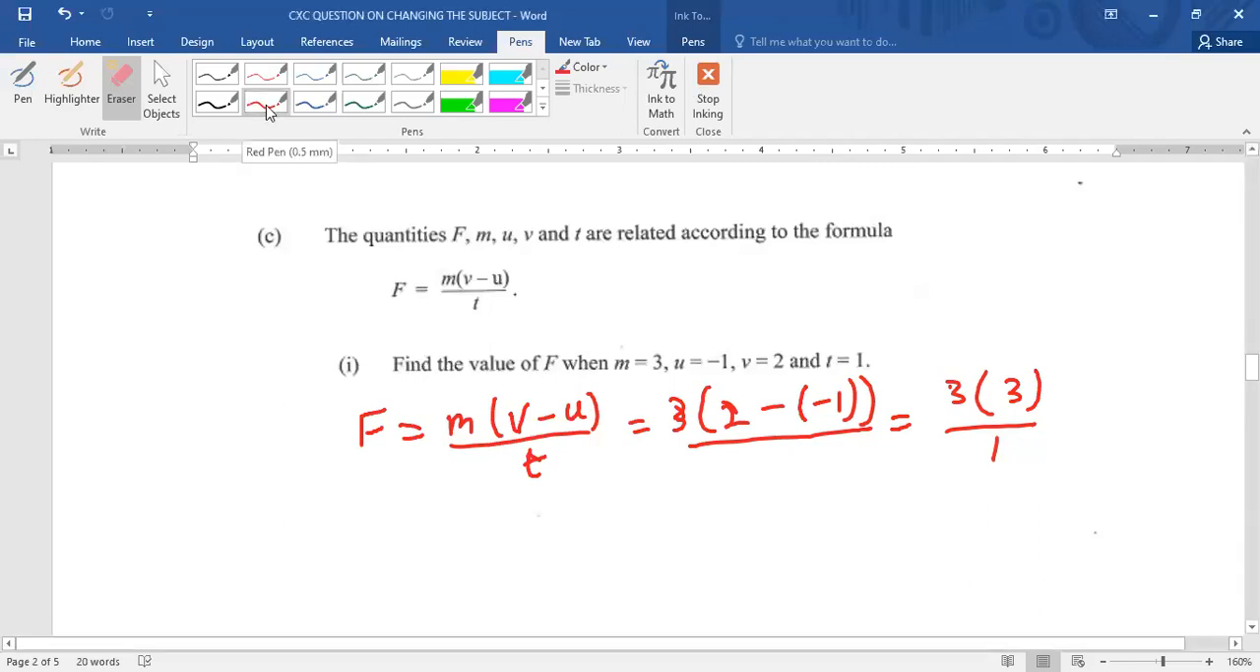So this one here would be 1. Right, so this gives me 9 divided by 1, which gives me 9. You just have to be careful here. There's a negative already, but the U itself was -1. So 2 minus -1, you get positive, so you end up getting 3. So 3 times 3 will give me 9. 9 divided by 1 will give me 9.